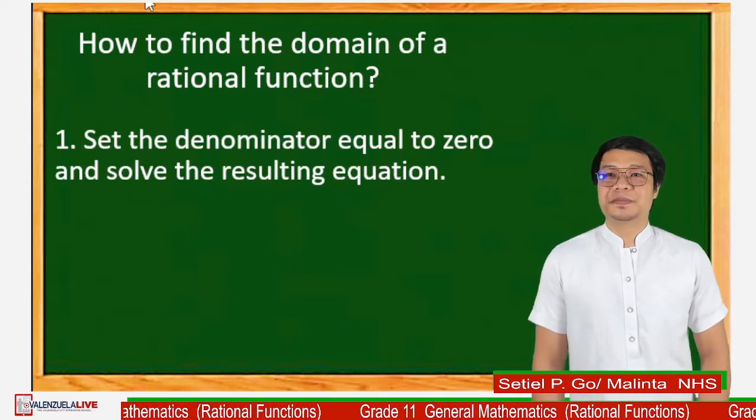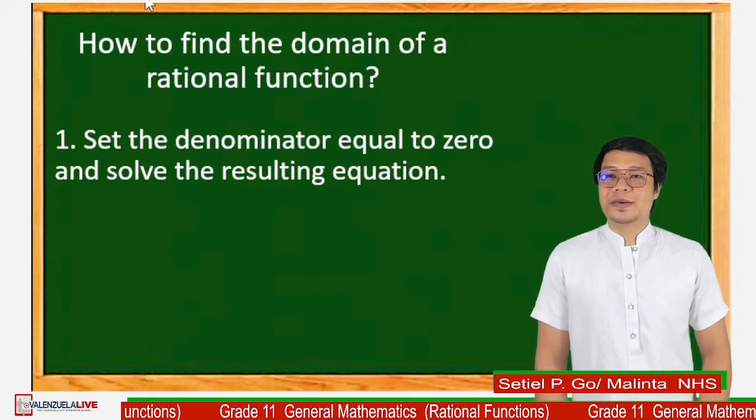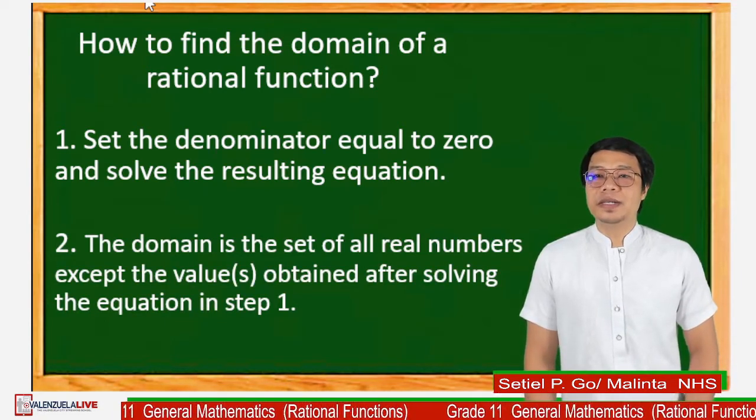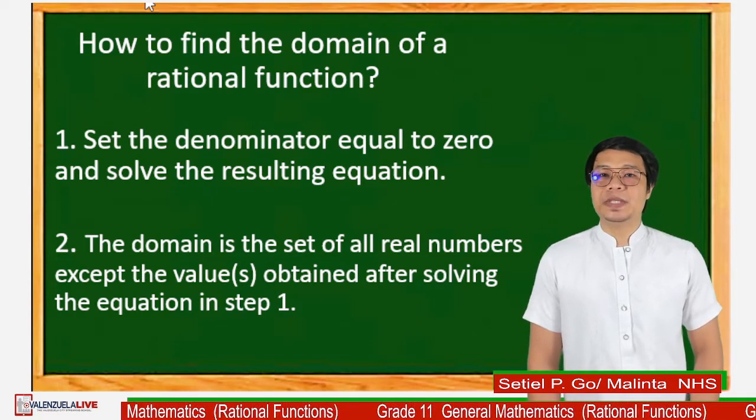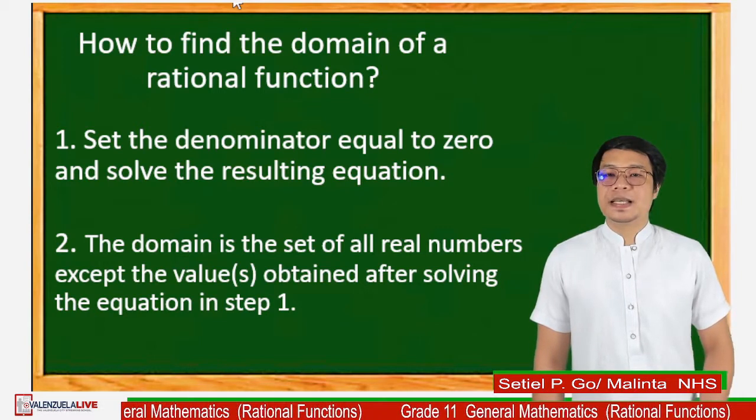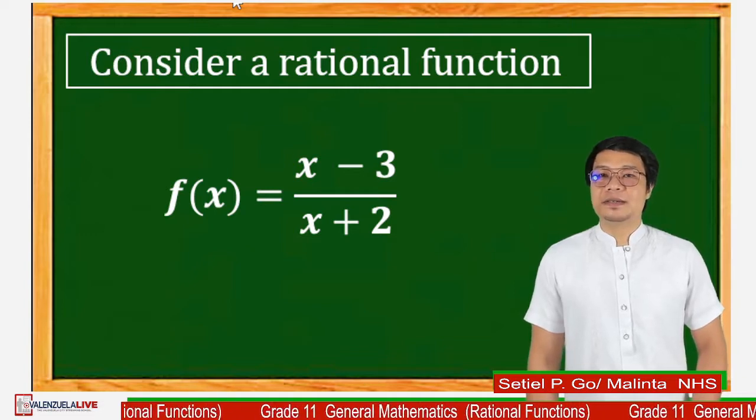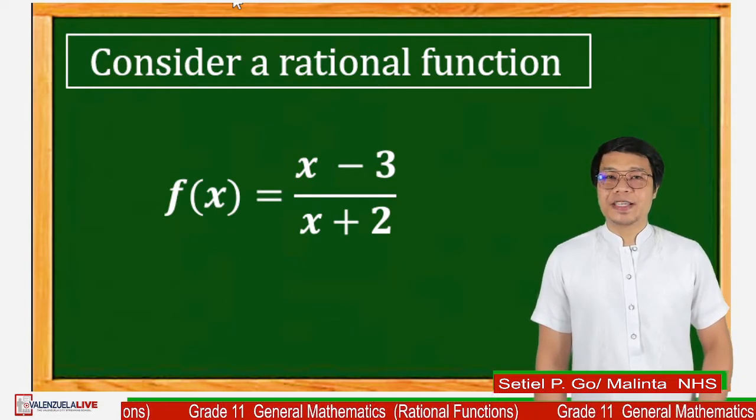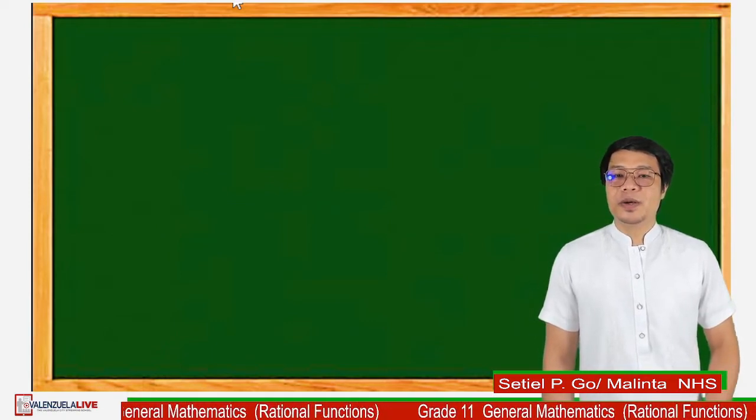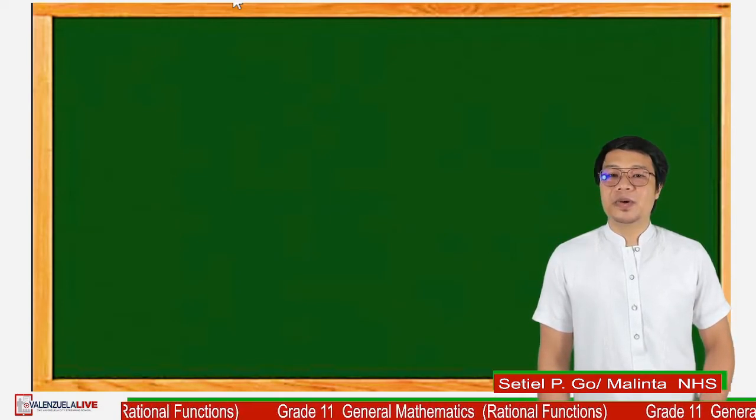Here are the steps. Number 1, set the denominator equal to 0 and solve the resulting equation. Number 2, the domain is the set of all real numbers except the values obtained after solving the equation in step 1. Let us consider the following example. So f of x is equal to x minus 3 over x plus 2. Considering the definition of the domain, it is all real numbers x except those for which the denominator is 0.